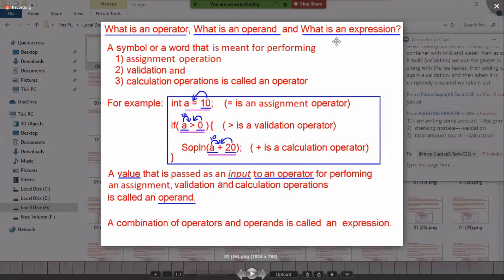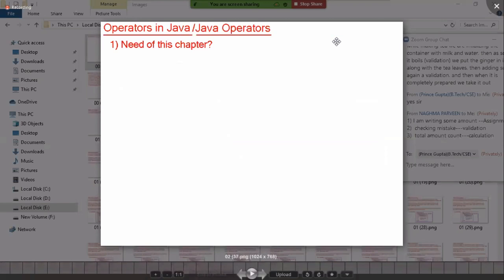Then now I have a question. Think carefully. What is an operator? Understood. What is an operand? Understood. What is an expression? You understood. But why? Always we first understand what, and then why. What are the topics we completed up to now? The need of this chapter, what is an operator, what is an operand, what is an expression, right? And now we are moving to why.